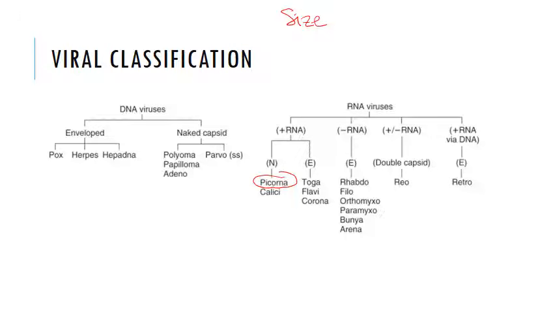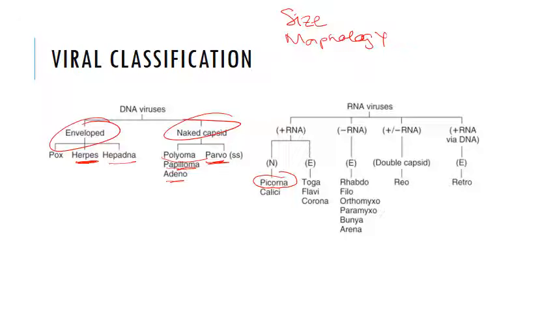You can also take a look at them based on their morphology. Well, what do I mean by that? Morphology literally means, are they a naked capsid virus or are they an enveloped virus? So you can see here with the DNA viruses that they've broken this classification down into enveloped viruses, which includes poxvirus, herpes virus, many of you have probably heard of that, and hepadnaviruses. Naked viruses would be things like parvoviruses, papillomaviruses, adenoviruses, and polyomaviruses.